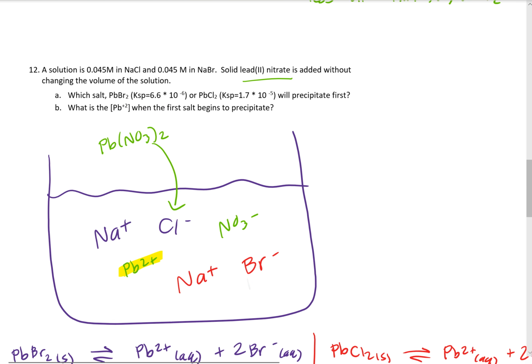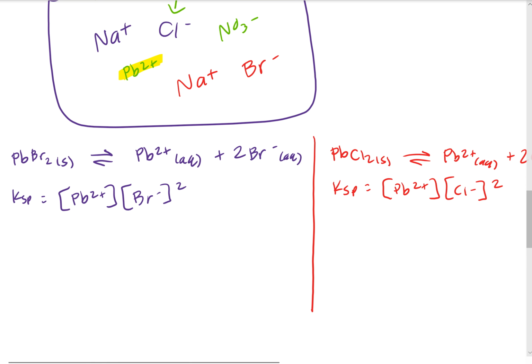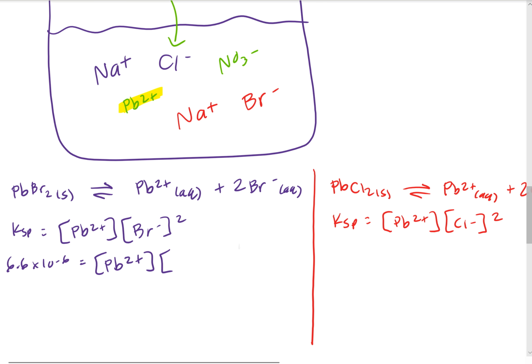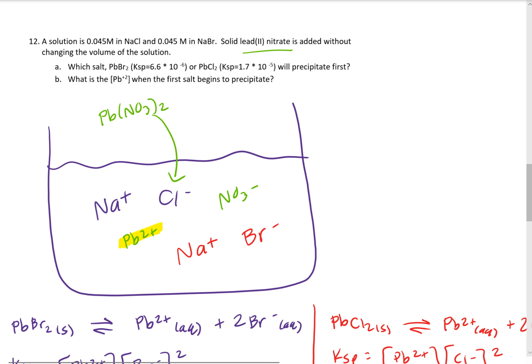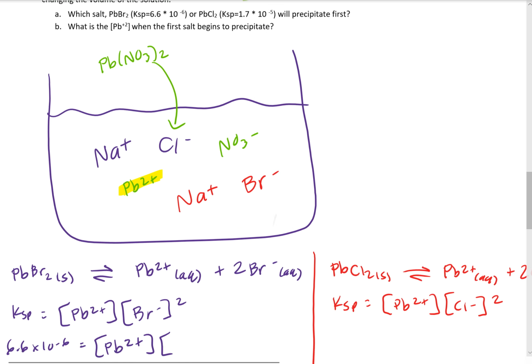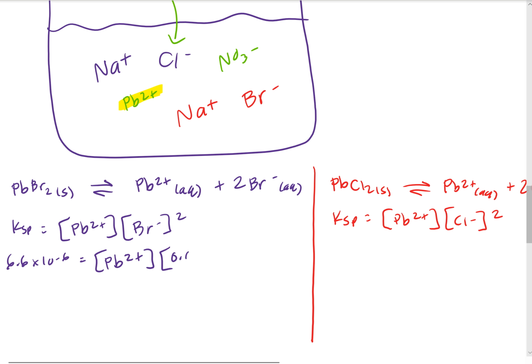Alright, so for the bromide, the KSP is 6.6 times 10 to the negative 6. I don't know what lead is, but I do know the equilibrium concentration right now of that bromide, how much bromide is in that solution. I know we started with a 0.045 molar solution of bromide. So that's the molarity that we plug in here: 0.045 molar for that bromide, and remember to square it.